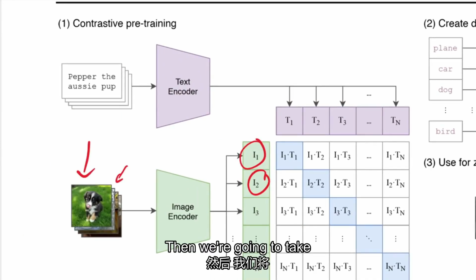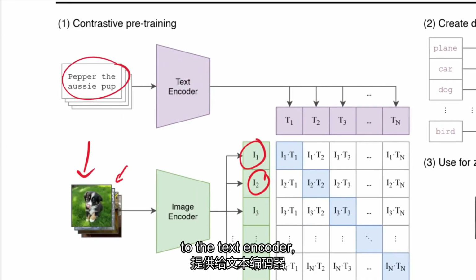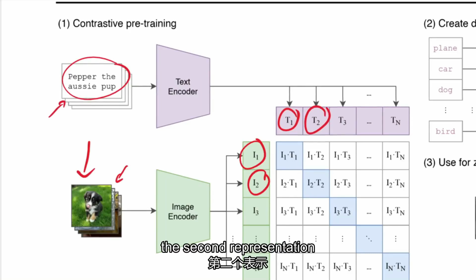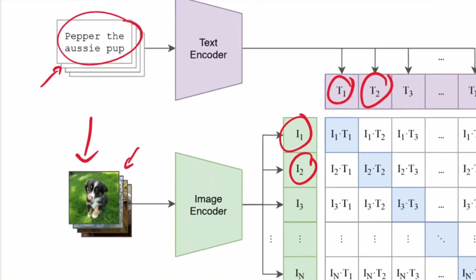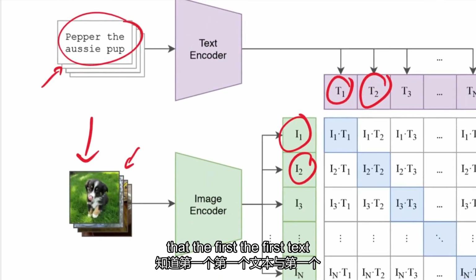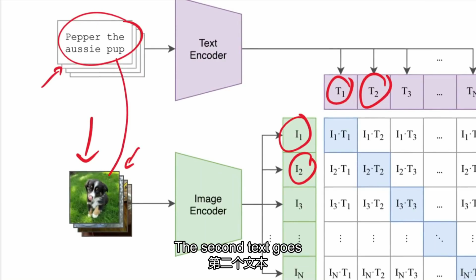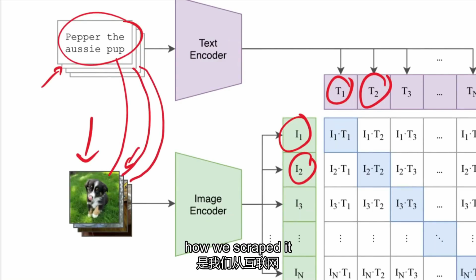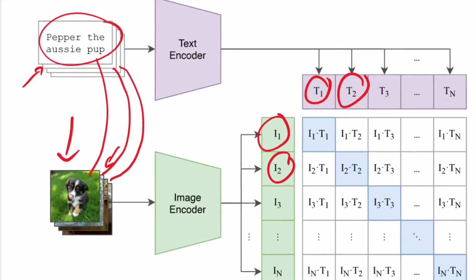Then we're going to take the text and feed it to the text encoder, also obtaining a representation for the text, right? A single vector for this entire text right here. And then, of course, if we go to the second sample in the mini batch, we get the second representation. And in the batches of the training data set, we know that the first text goes with the first image, the second text goes with the second image, the third text goes with the third image, because that's how we scraped it from the internet.